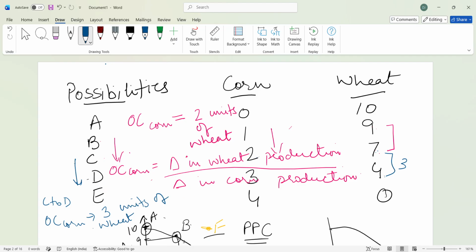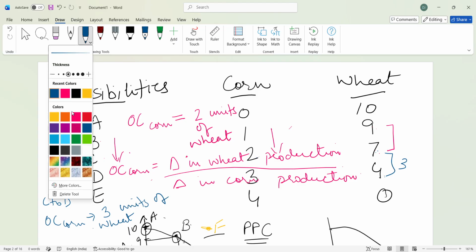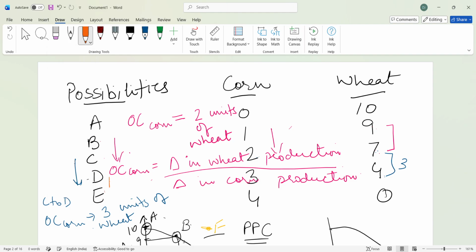If I ask you that I have to go from point D to point E, then it would be what? Again, I am increasing corn by 1 unit of output. So to increase 1 unit of output, my opportunity cost for corn would be 4 units of wheat, because from 4, I'm going to 0 with that last move. Right? So can you see that the opportunity cost in this case is changing from every point to the other point? All right? Do you understand?